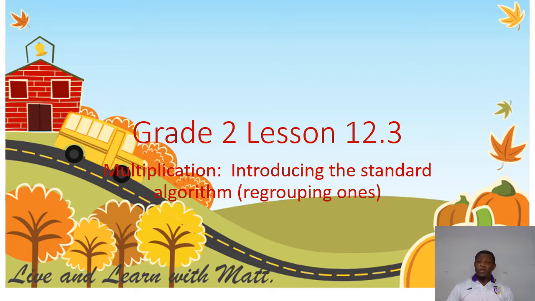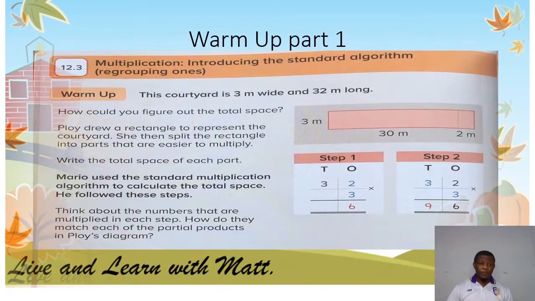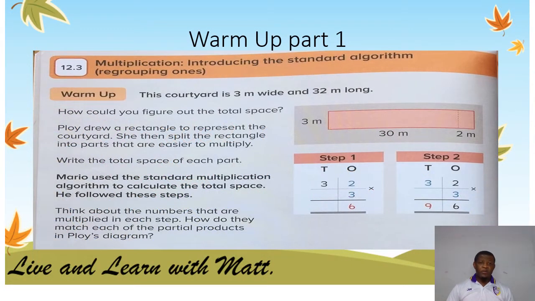Today we're going to take a look at lesson 12.3 multiplication, introducing the standard algorithm with regrouping ones. Now let's go to the warm-up. This courtyard is 3 meters wide and 32 meters long. How could you figure out the total space?